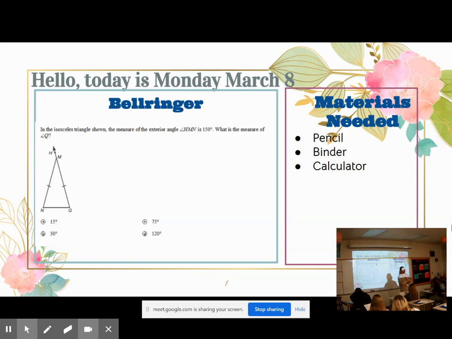Now on the back page, they're telling you there's not enough information and they're asking you what other information you need. Well, if they share a side, then that means you can mark that side congruent. So do they share a side?